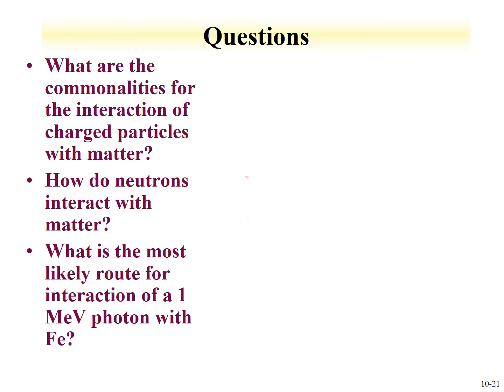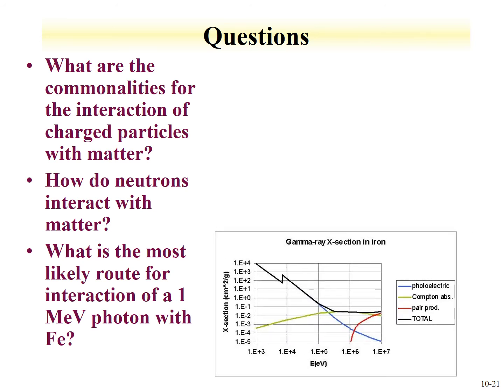Another question you should be able to evaluate: what's the most likely route for the interaction of a 1 MeV photon with iron? If you're given data that look like this, some sort of cross-section as a function of energy for different photon interactions, we know that there's the photoelectric effect, Compton effect, and pair production. Here's the total, the black line, and the blue, the photoelectric, is at lower energy. As the energy increases, Compton starts to dominate, and then pair production begins when you have enough energy to make a positron-electron pair, so over 1 MeV.